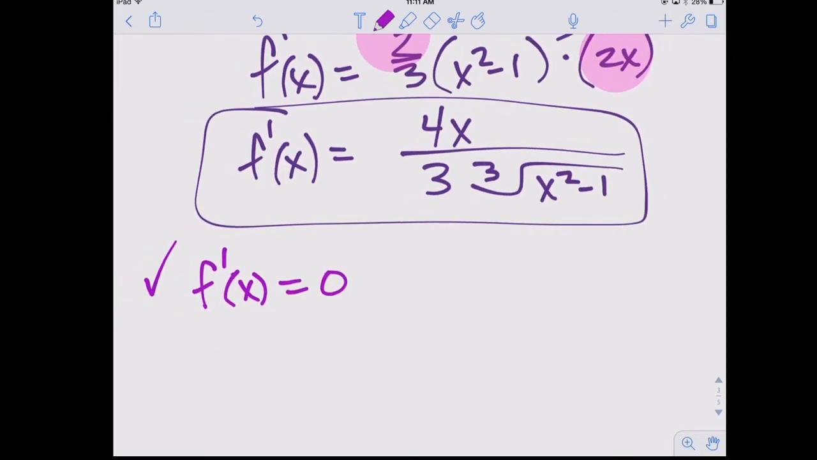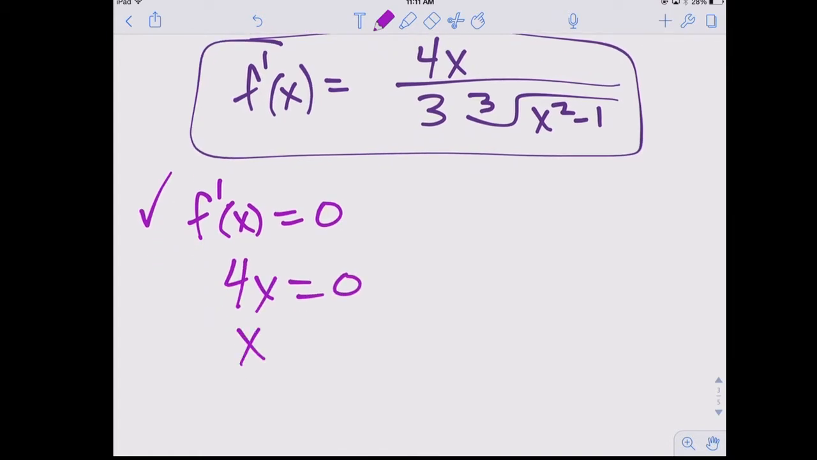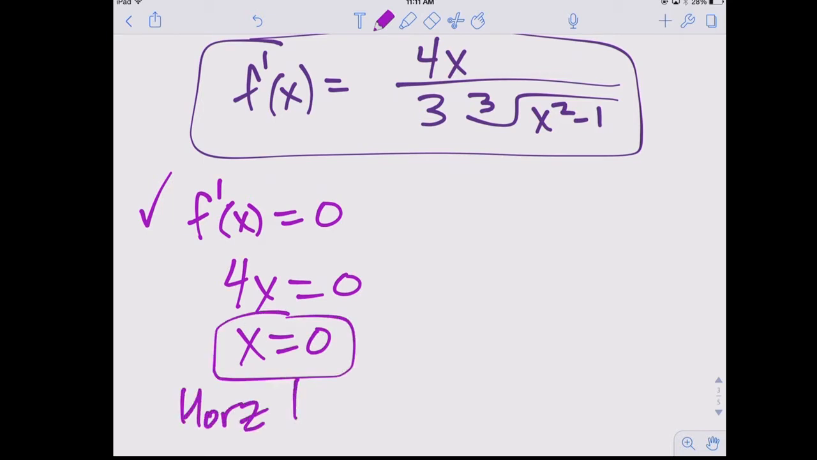Now, because it's a fraction, it is equal to 0 when the what's equal to 0? The numerator. So that's when 4x equals 0, and of course, solving now, we get x equals 0. That's going to be the location of a horizontal tangent line. Anytime you have the slope equal to 0, you get a horizontal tangent line.